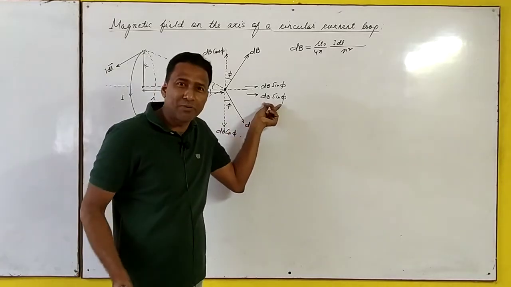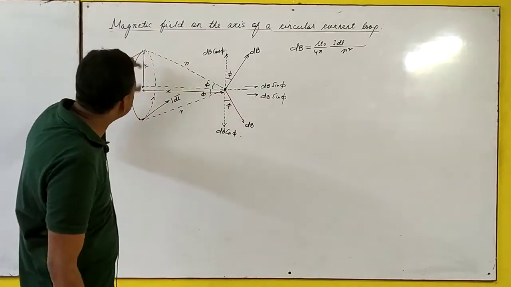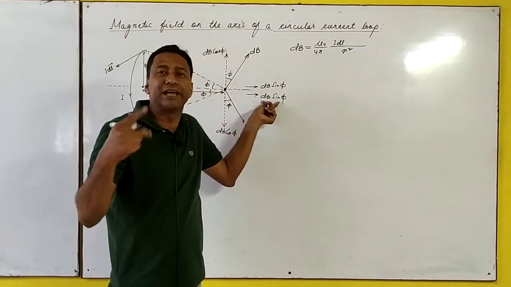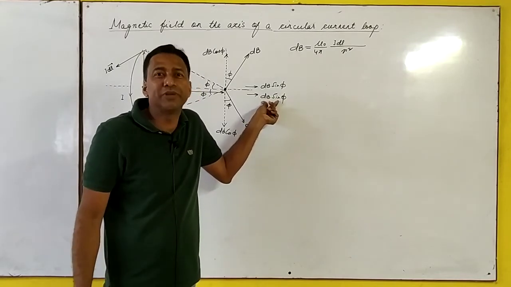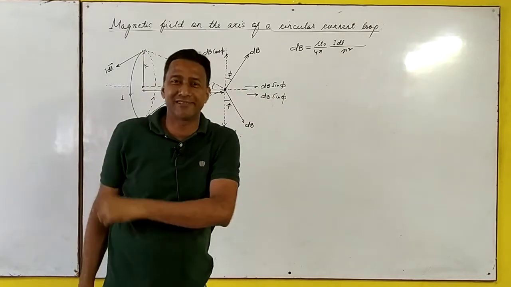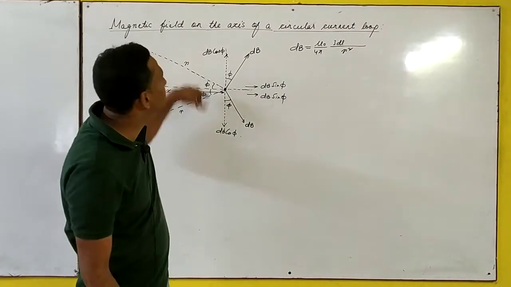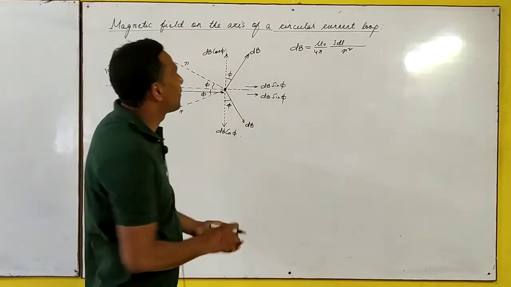Only the horizontal components. That means at this particular point, the magnetic field due to the entire coil is the summation of all the horizontal components. So what are we going to do? We are going to integrate all the dB sin phi, because only dB sin phi will be left out. dB cos phi are going to be cancelled out by their counterparts.